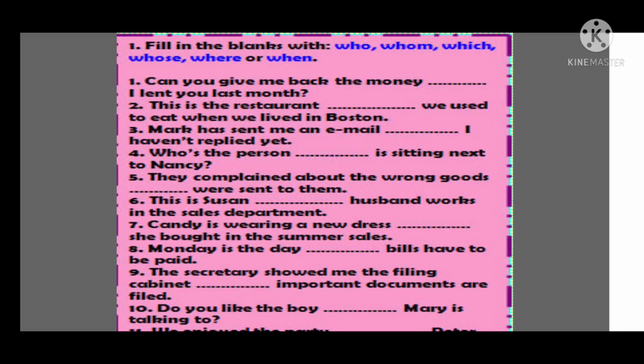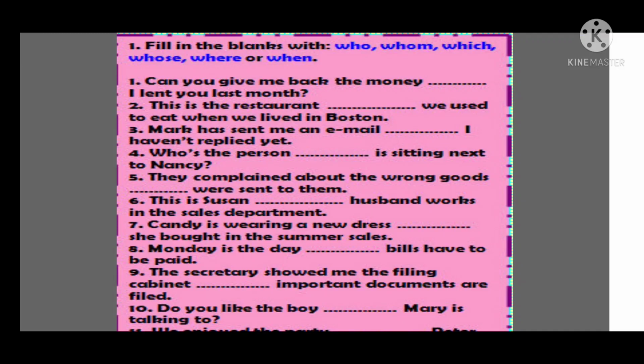Fill in the blanks with who, whom, which, whose, where, when. First question is, can you give me back the money dash I lent you last month? The answer is which. Can you give me back the money which I lent you last month? Second one is, this is the restaurant dash we used to eat when we lived in Boston. It is a place, so we have to use where here.